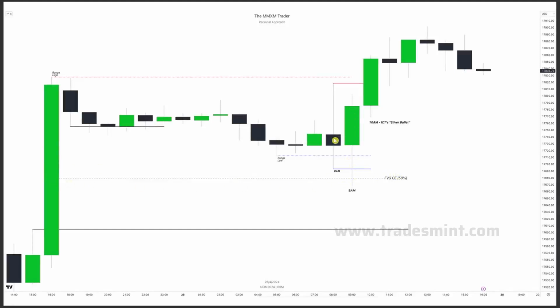And closure inside of this range is very important. So now when the 10 a.m. candle opens up, which is the ICT silver bullet window, we can look for a trade opportunity targeting that range high, which is up here.